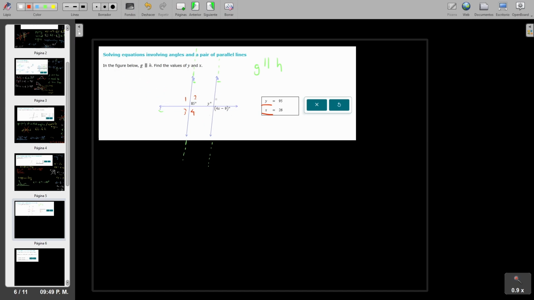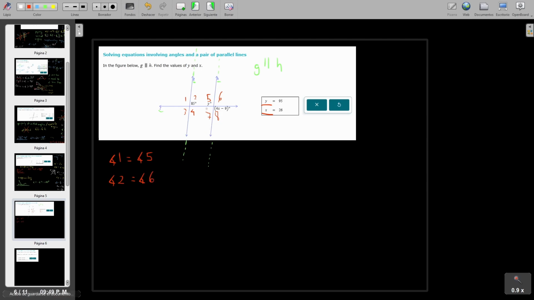1, 2, 3, 4, 5, 6, 7, and 8. We can put that angle number 1 is equal to angle number 5, and angle number 2 is equal to the angle number 6. This is going to be very important.